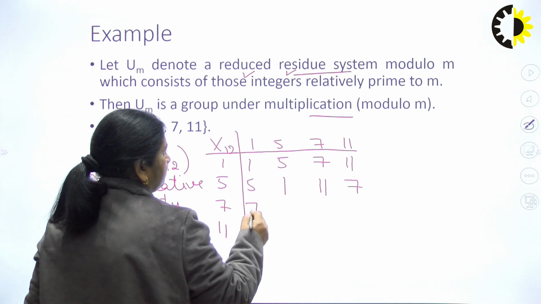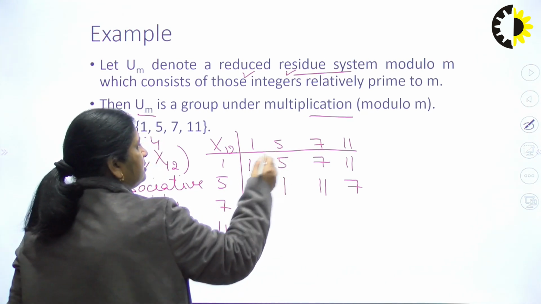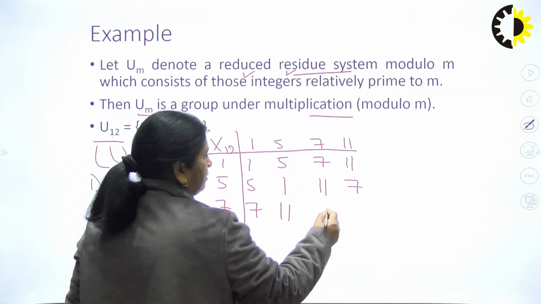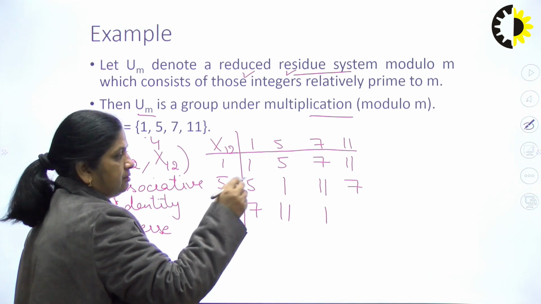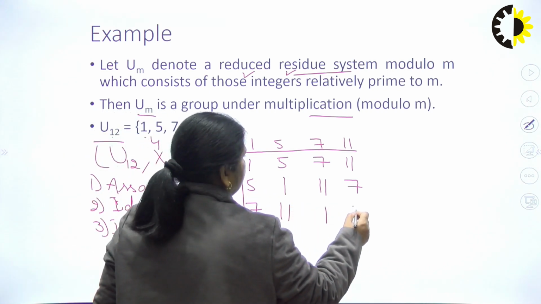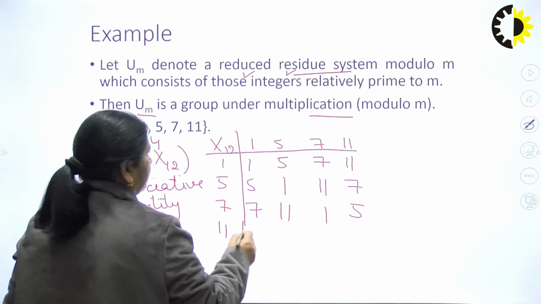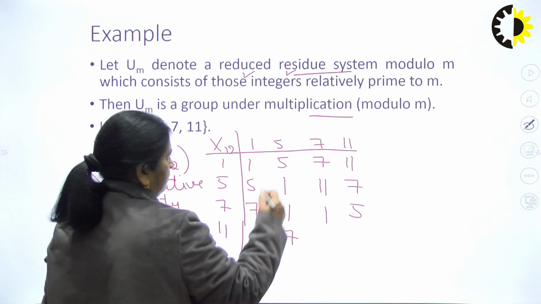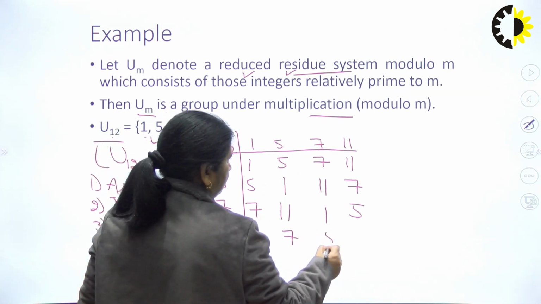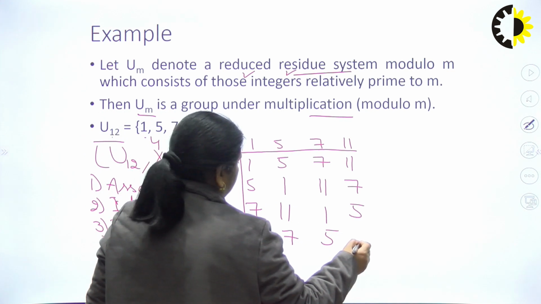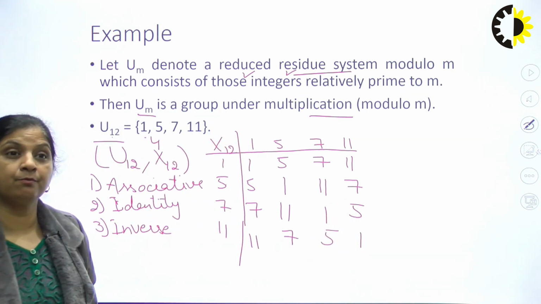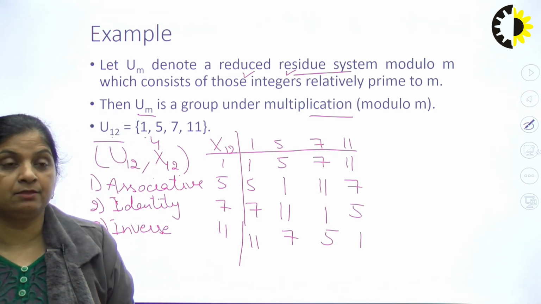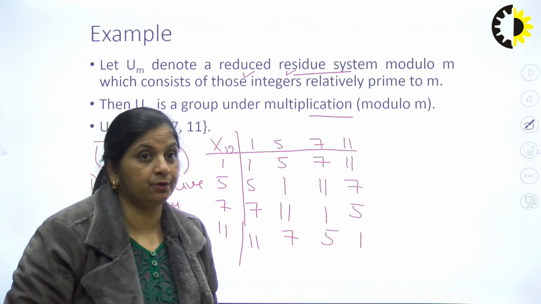Same way for 7: 7 times 5 is 35, giving 11; 7 times 7 is 49, giving 1; 7 times 11 is 77, giving 5. And for 11: 11 times 5 is 55, giving 7; 11 times 7 is 77, giving 5; 11 times 11 is 121, giving 1. So, this is the composition table. Now, we will check whether it is associative, whether it follows the identity property, and whether the inverse exists or not.